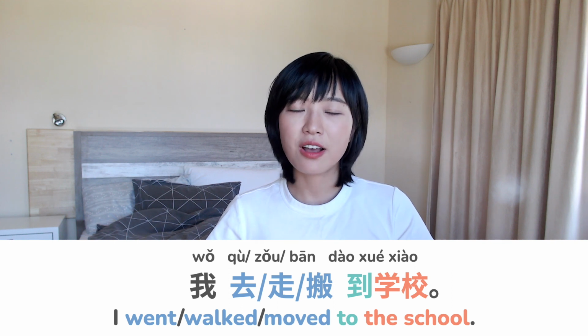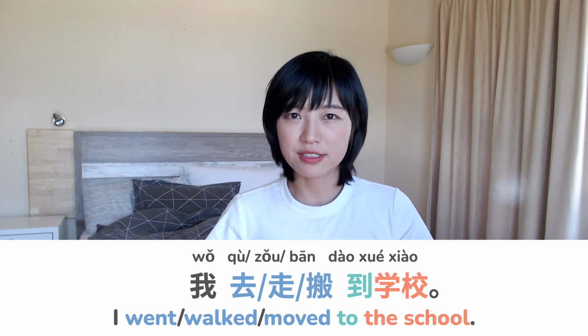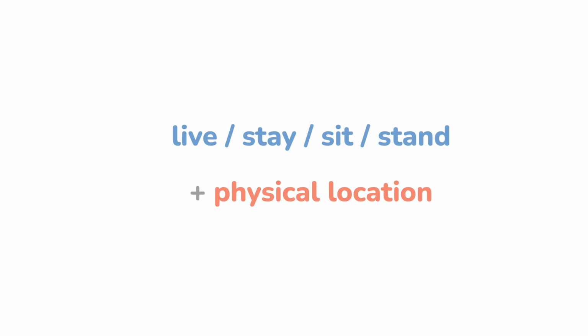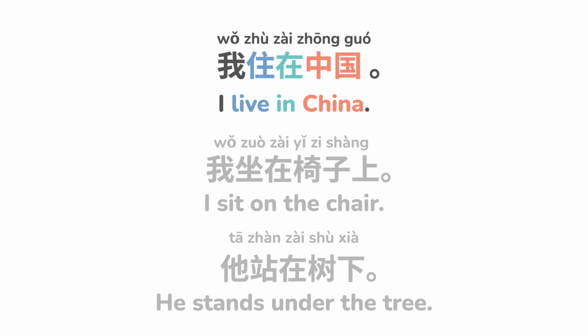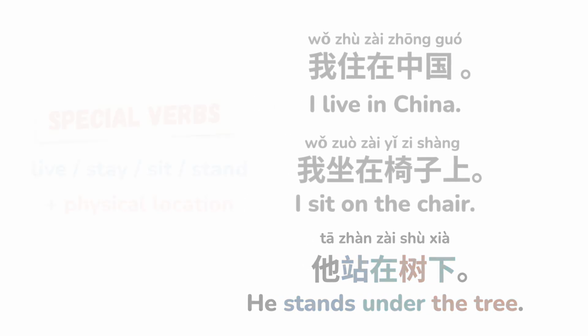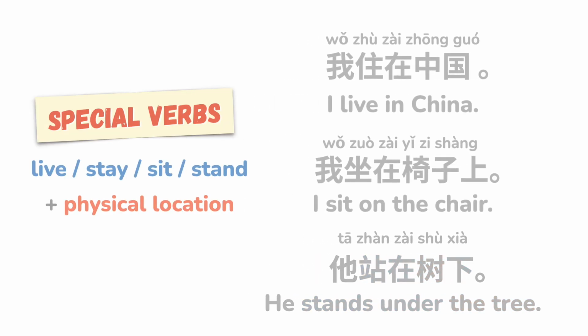我去到，走到，搬到学校。Another special case is that certain verbs like live, stay, sit, stand are often closely tied to a physical location. For these kinds of verbs, the location should also stay behind the verb, such as 我住在中国，他坐在椅子上，他站在树下。If you find this confusing, you can just think of them as exceptions to the word order rule.